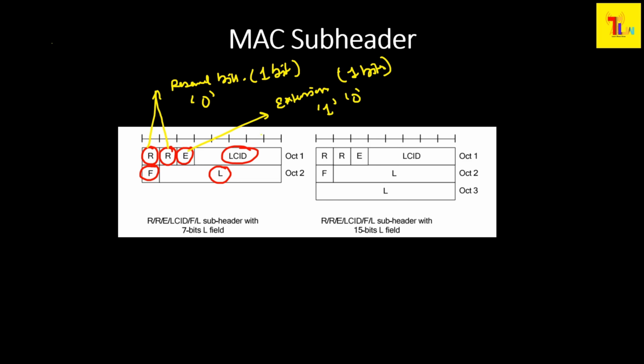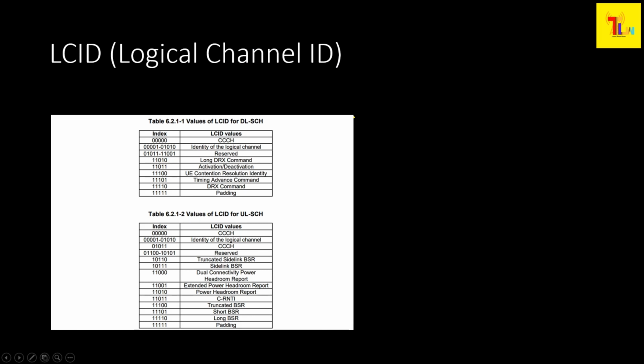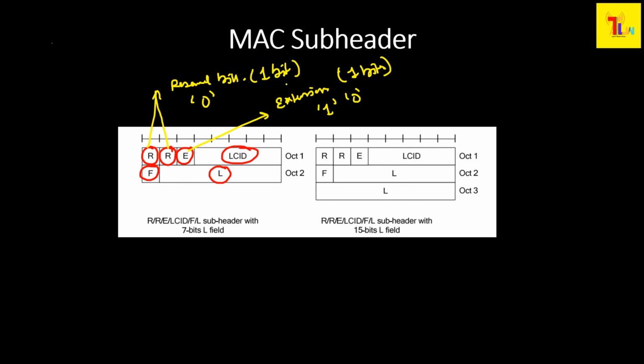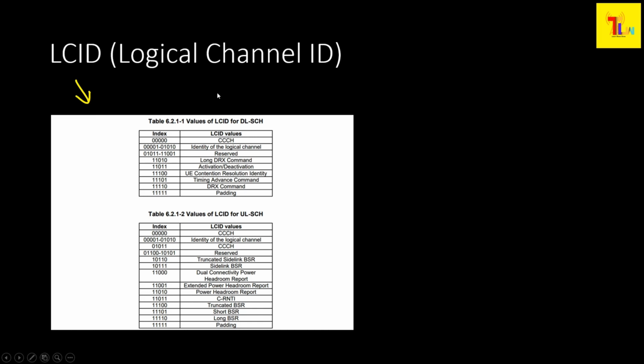Now one of the most important things, the LCID. LCID is nothing but the logical channel ID, and I will explain it. The logical channel ID is 5 bits, and I will tell you what exactly it consists of. It is basically related to your MAC CE, giving an idea of what the MAC controller is going to activate, with the table. So let's go with this table. This is what the logical channel ID is. You can see the LCID values.